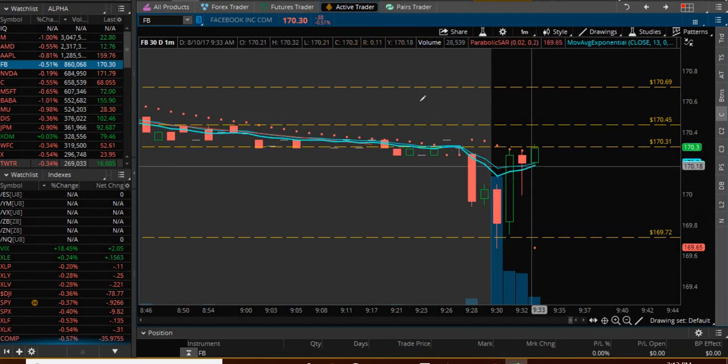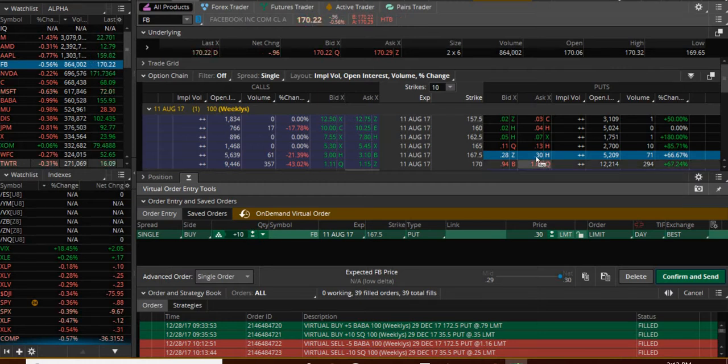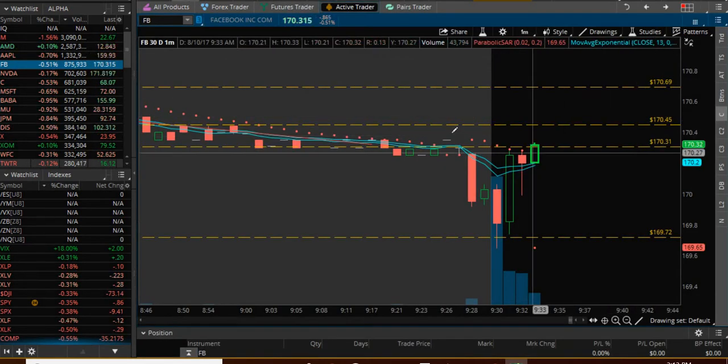Now as the stock's moving up, our option has gotten cheaper, right? So we could get in for a lot less, 300 bucks instead of 430.